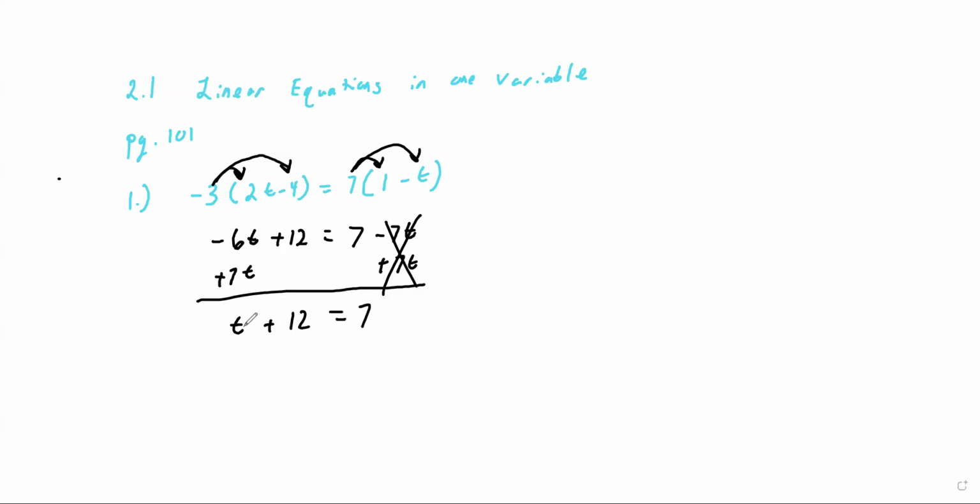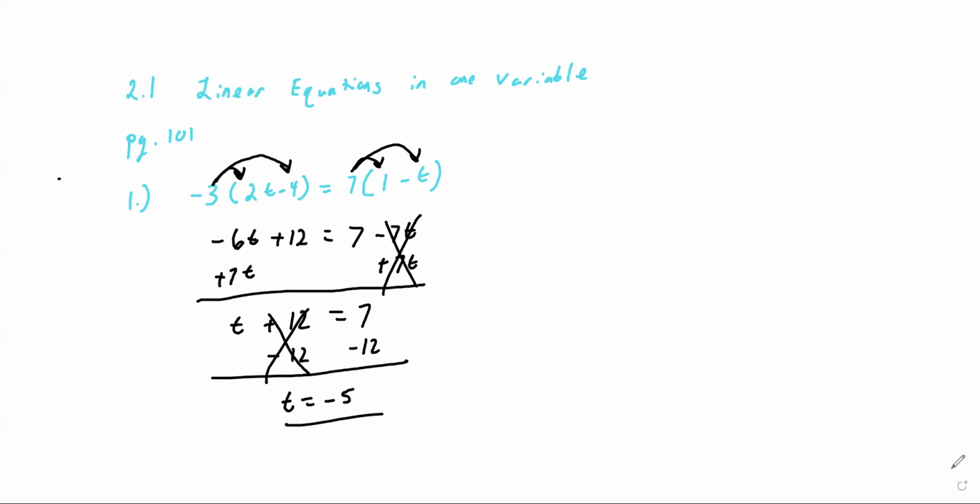Now I don't have to deal with negatives, and now I can get rid of my plus 12. So now I'm going to subtract 12 on both sides. What you do to one side, you must do to the other, again lining up like terms. 12 will cancel out. I'm left with t, and then I see that 7 minus 12 gives me -5. Okay? And that's pretty much it on those types of problems.